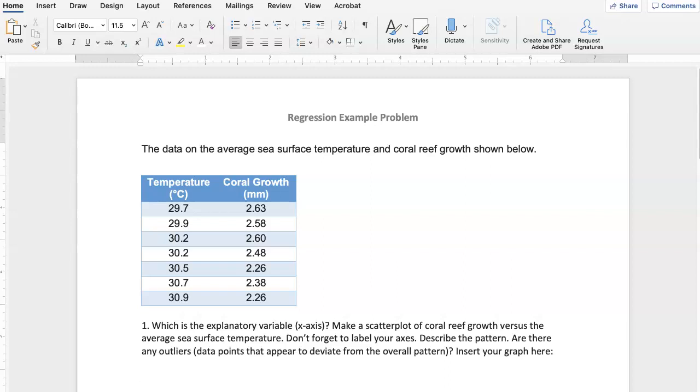Hi there, this is Chantel, and I'm going to work an example problem very similar to the regression worksheet that you have in your statistics homework this week. It's a different problem, but with very similar questions.